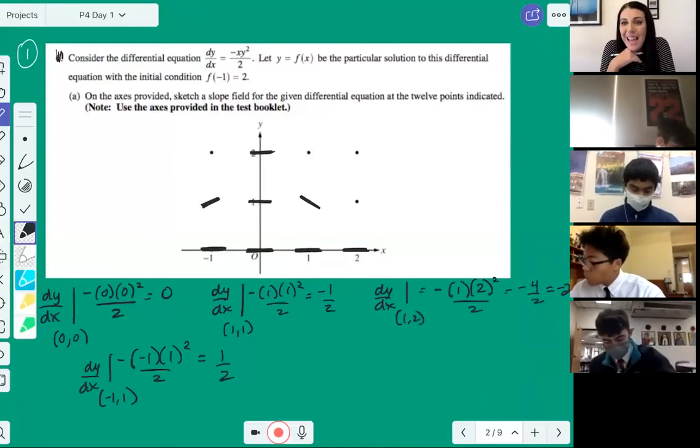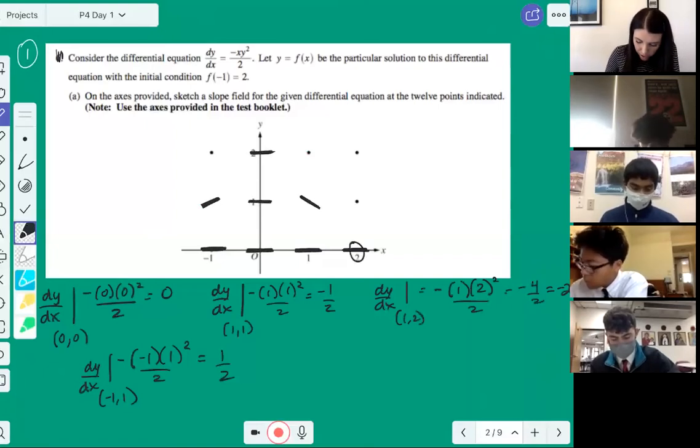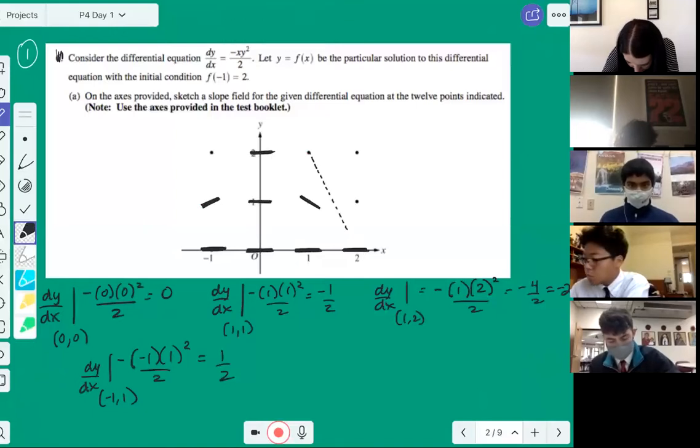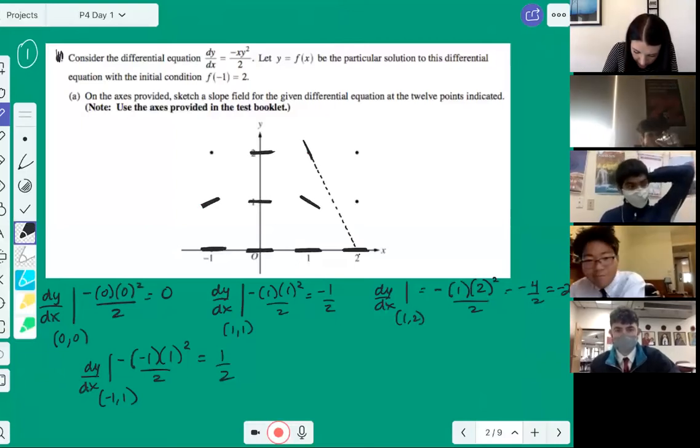That means down 2 and right 1, or left 2 and up 1, right? But I'm going to use down 2, right 1. That's going to put it through this spot right here. Again, I can draw a dashed line to make sure it would go through that spot. It's a reasonably straight line. I'm going to draw my little line segment, and I have a slope of -2 there.